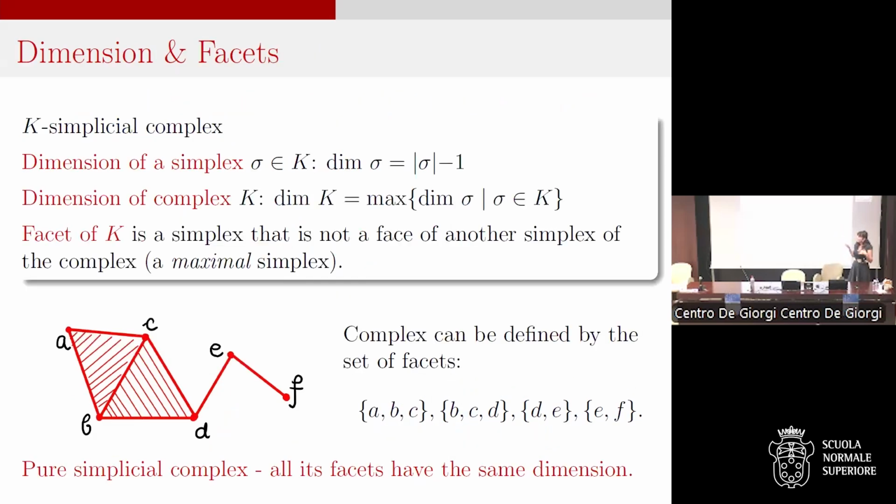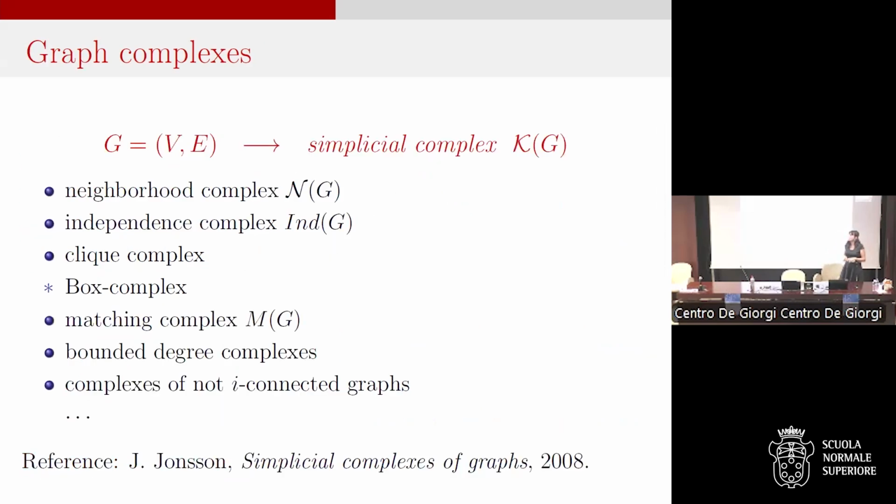And what we use all the time is dimension. It's just the geometric dimension that we see. And we will need this notion of a facet. That's a maximal simplex. So we can define every simplicial complex by just the set of its facets, the maximal simplices, and we're going to do that a lot. And I need this notion of a pure simplicial complex. That is a simplicial complex whose facets all have the same dimension. So not this one, but either all triangles or all edges, or so on. Okay, enough about basic things.